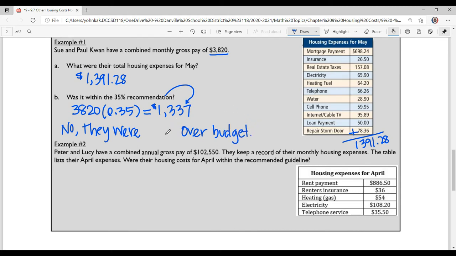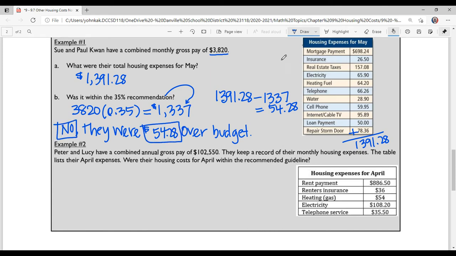And now we actually have to figure out how much we were over budget. So take how much you spent and subtract how much you were supposed to spend. And this tells me that I was $54.28 over budget.